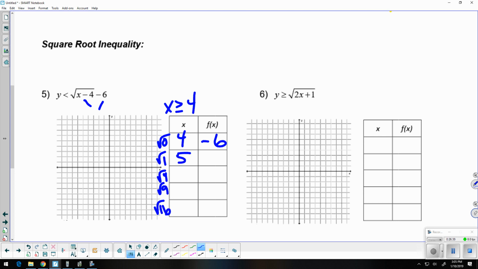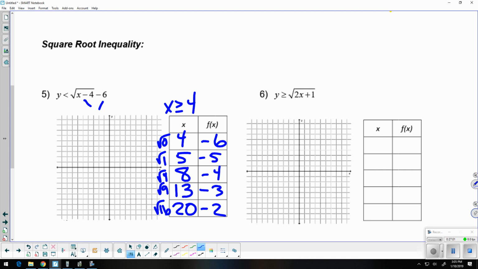To get a 4 out of that, let's see, x would have to be 8. 8 minus 4 is 4. To get a 9, this would have to be 13. To get a 16, this would have to be 20. So some big numbers here. Okay, but now just plug those numbers in for x, solving for the y. What we should get in the end, this should be -5, -4, -3, -2.